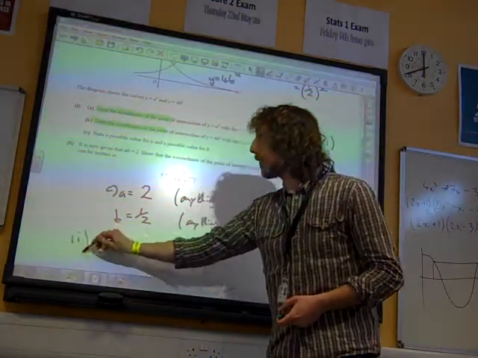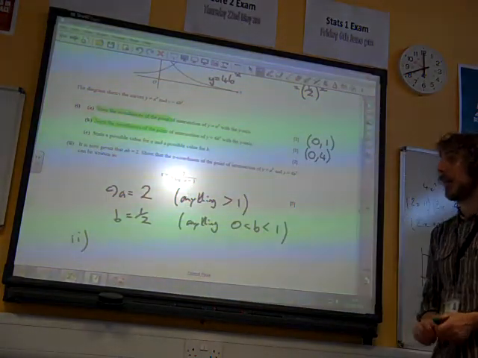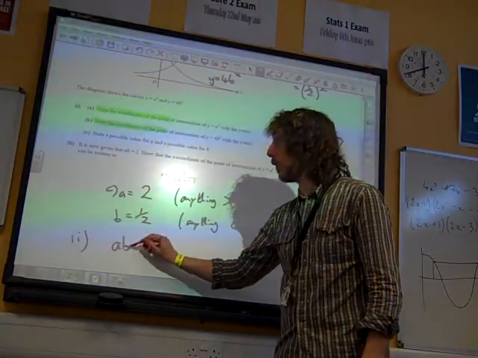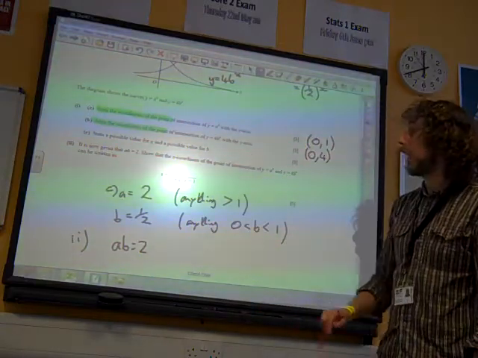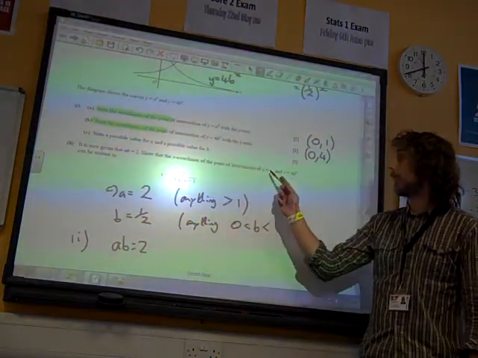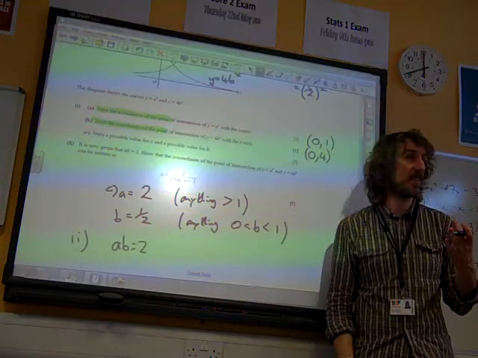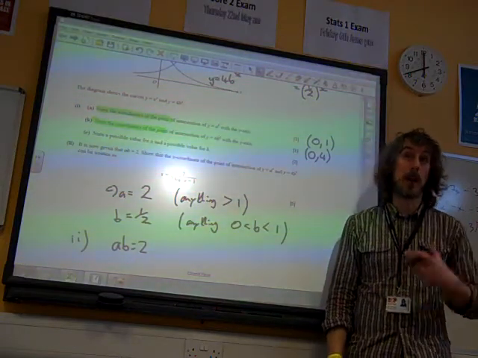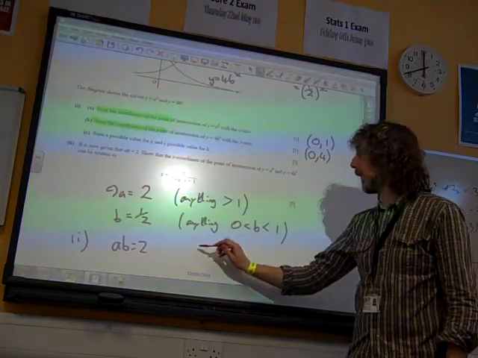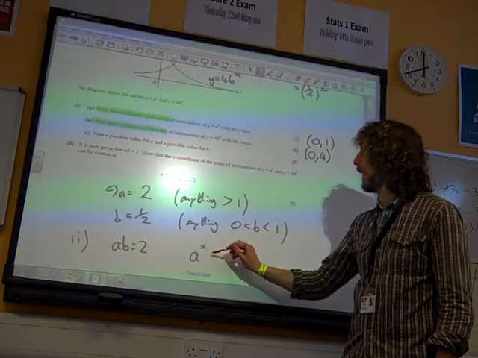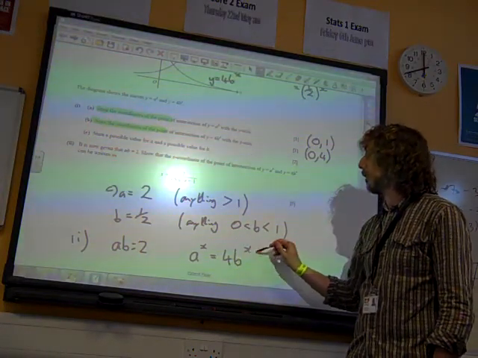The second half of the question, the next 5 marks, it's now given that ab equals 2, and we want to find the x-coordinate at the point of intersection of this. Well, if it's the point of intersection, that's when the y values are the same. So that's when a to the x equals 4b to the x.